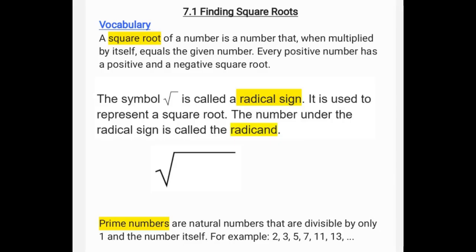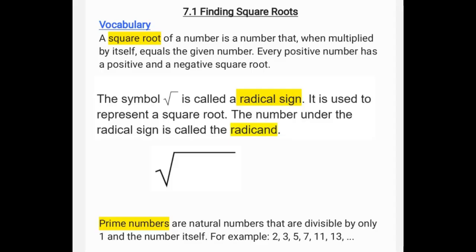This lesson's on 7.1, Finding Square Roots. Let's go over some vocabulary. A square root of a number is a number that, when multiplied by itself, equals the given number. Every positive number has a positive and a negative square root.